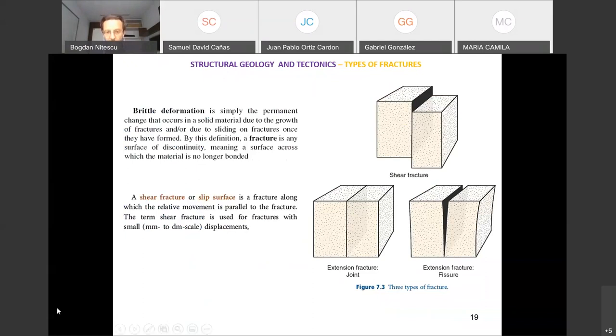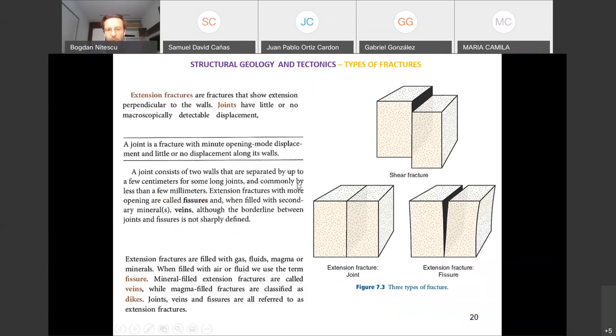So you see here some types of fractures, and this one is called shear fracture or slip surface. And this term, as you can see, there is movement which is parallel to the fracture plane. And this movement, if the displacement is small, when we talk about centimeters, millimeters, things like this, we call them shear fractures or slip surfaces. Now, if it's on the order of meters, we talk about faults, but when it's small, shear fractures. So this is one type of fracture.